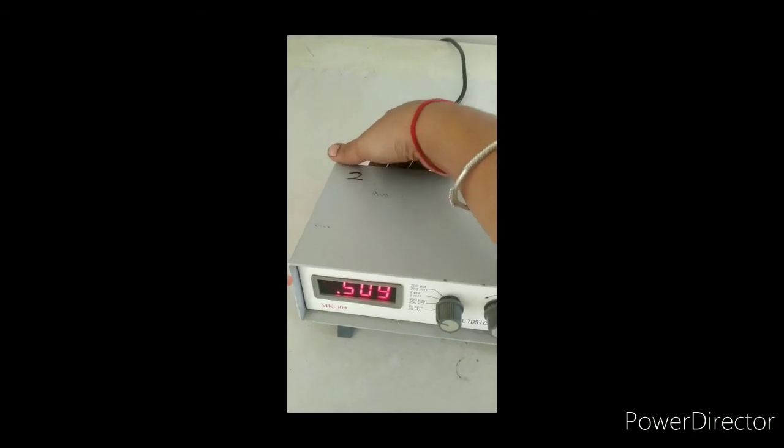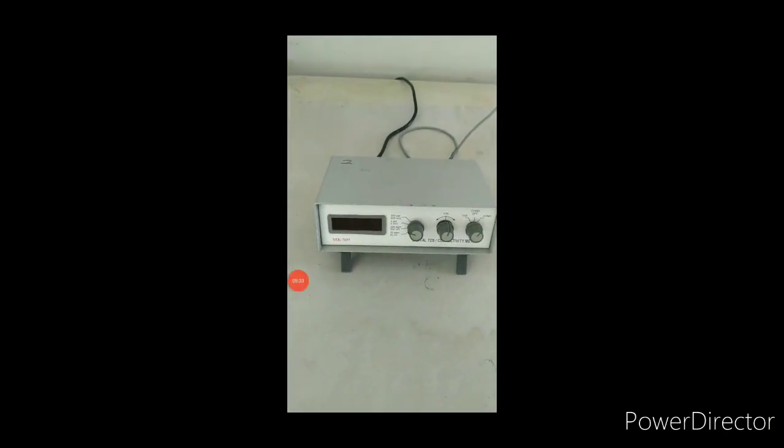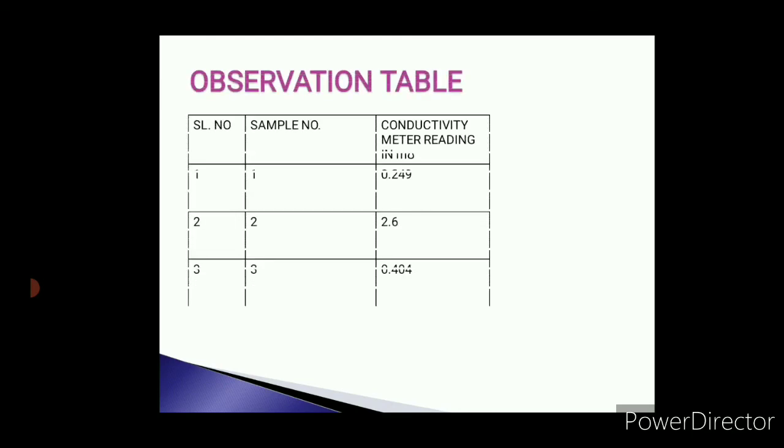So now I am switching off the instrument, then once again plugging it off. I hope you have understood the experiment. Now, how to express the values? Observation table. Okay, serial number 1, 2, 3. As you have already seen in the video, we have analyzed 3 samples, sample 1, 2 and 3.